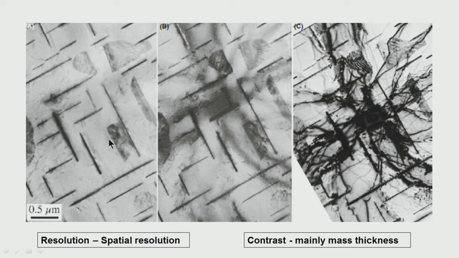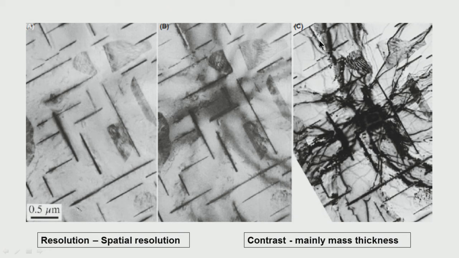Okay. An image of a sample from the same region is being shown, which is taken in bright field, both in a, this is in a conventional transmission electron microscope, and this is in a scanning transmission mode. What one can see very clearly is that here in the bright field picture, the contrast one could see very clearly. Okay.